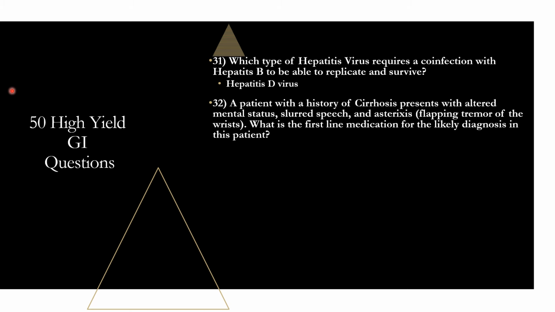So question 32, patient with history of cirrhosis presents with altered mental status, slurred speech, and asterixis, which I put down what that was because I know I never really remembered. It's a flapping tremor of the wrists. What is the first line medication for the likely diagnosis in this patient? So they have a history of cirrhosis, and now they have altered mental status, slurred speech, asterixis. So the diagnosis is going to be hepatic encephalopathy, and the treatment is going to be lactulose.